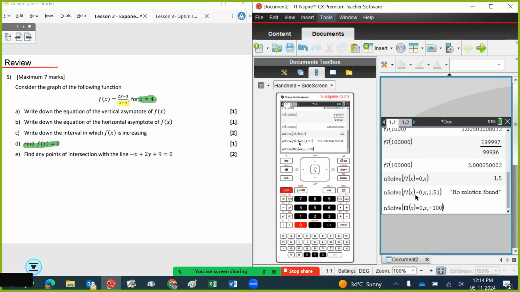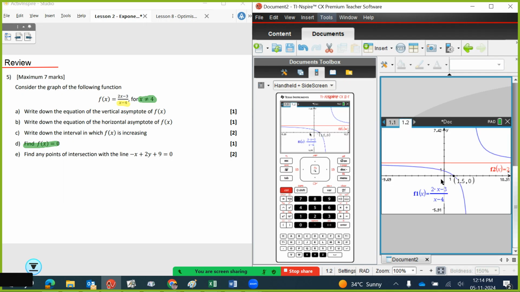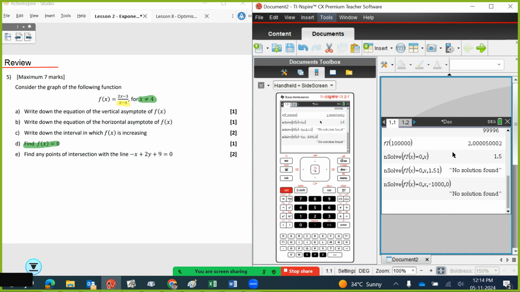So we might want to go from negative 1,000 up to 0 and see if there's anything in this interval. It's going to say no solution. So with these last two, firstly I was looking in this section here, and then I was looking in this section here, and there are no solutions there. But graphically is the best way of finding the zeros because you see if it crosses more than once, but nsolve is also a very useful technique for finding the zeros this way.